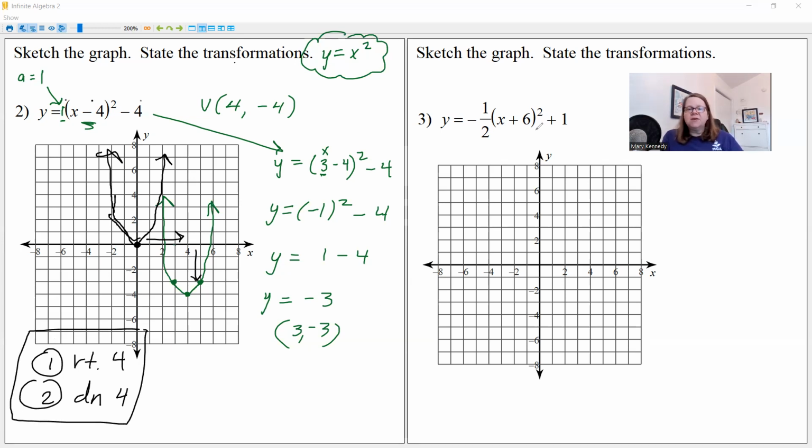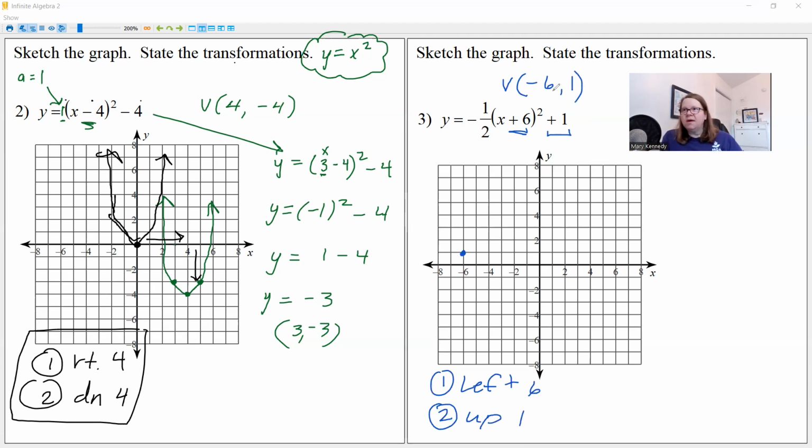Okay, let's go to number 3. Let's do the same thing. Let's get a different color. So if we do our vertex here, we know it's the opposite of the parentheses, so -6, and then the number at the end is 1. So for this one, we're going to go left 6, up 1. And really, I just stated 2 of the transformations. I went left 6 and I went up 1. So that's kind of interesting.